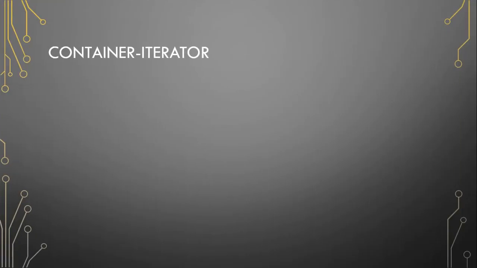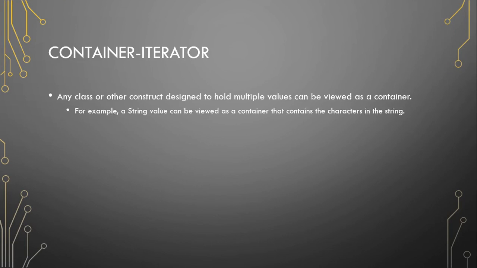So if we talk about this container iterator, any class or other construct designed to hold multiple values can be viewed as a container. Because think about it, classes can have multiple data types. You can have multiple ints, multiple chars, multiple strings, etc. So for example, a string value, the way we define strings in Java, can be viewed as a container that holds the characters in the string. If you look at other languages like C#, for example, there's a String with an uppercase S and a string with a lowercase s. Java doesn't really have that because Java String is just a class. We don't have to worry about a primitive string type.